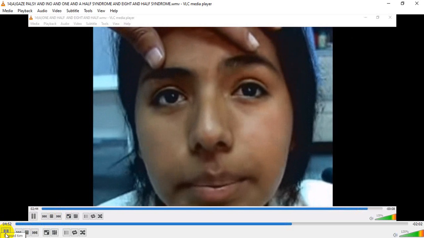Now you can see again, this is facial nerve on right side, lower motor neuron, plus 6 cranial nerve, that is lateral rectus being involved, plus what we call is a horizontal gaze palsy. When all these are together, we call as 7 plus 1.5. So we call that 8.5 syndrome.